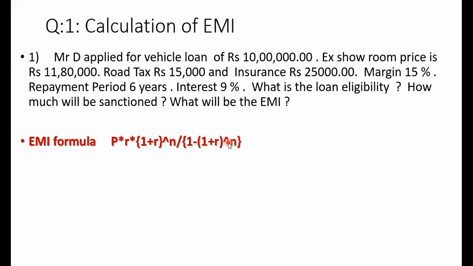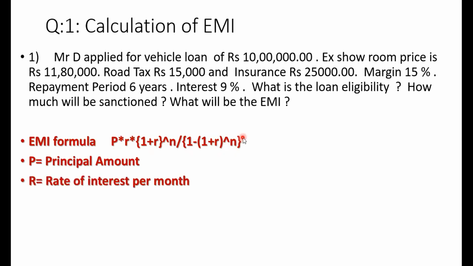We also learn like that. 1 minus (1 plus R) to the power n. Divided by, so this is the formula. One straight line, remember: principal amount into rate of interest into (1 plus R) to the power n, divided by 1 minus (1 plus R) to the power n. That's all.